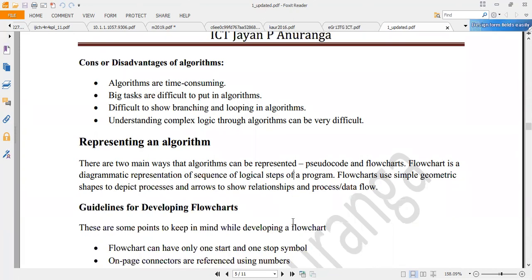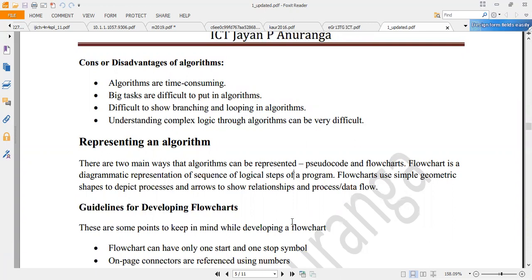Let's move to representing an algorithm. We identified what is meant by algorithm, input, decisions and output, and the advantages and disadvantages. Non-technical people can identify it. First, develop the algorithm, then go to the flowchart and implement it using a programming language. Now we are going to represent the algorithm.